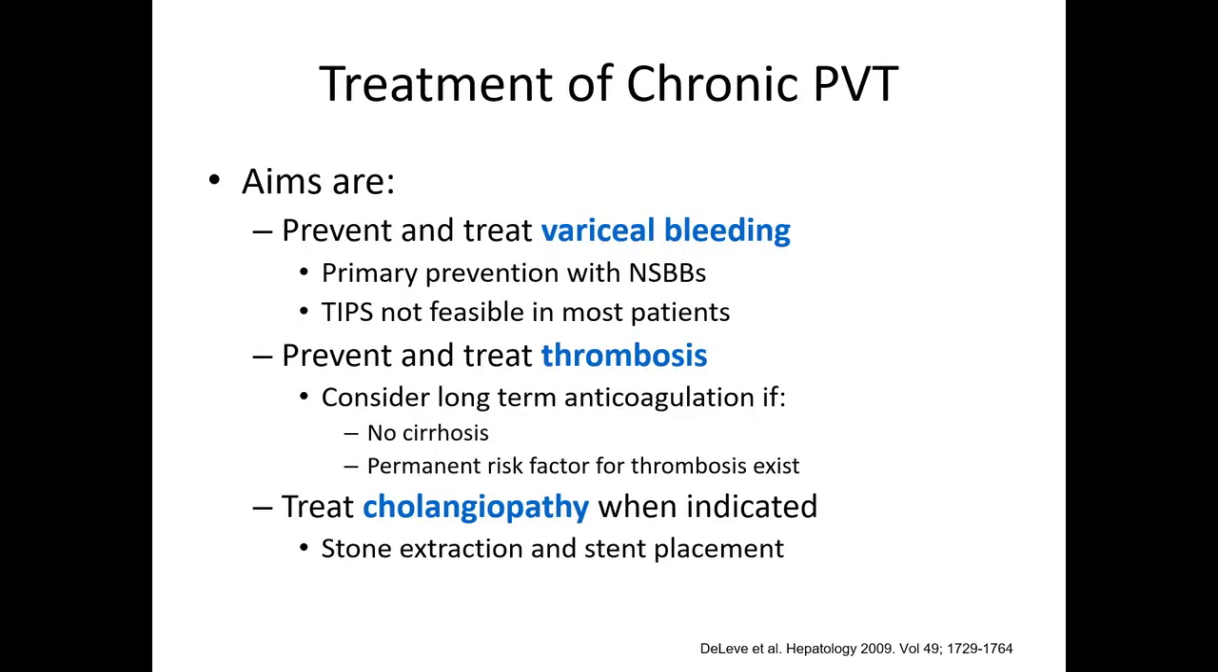In treatment of chronic portal vein thrombosis, the aims are to prevent and treat variceal bleeding, prevent and treat thrombosis, and to treat cholangiopathy when it's indicated. In order to prevent variceal bleeding, we use primary prevention tools such as non-selective beta blockers, as we would in other causes of portal hypertension. However, TIPS is not feasible in most patients due to the abnormal anatomy of the portal vein in these patients.